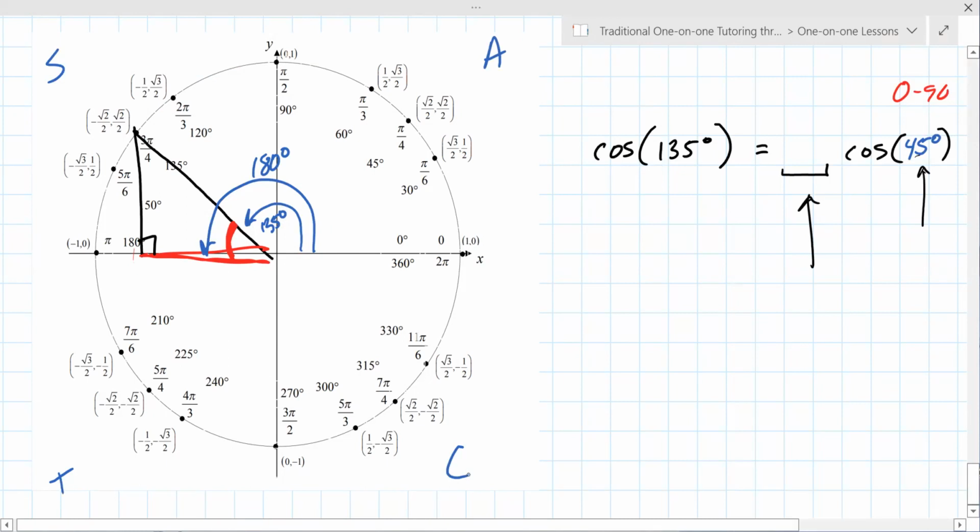So is cosine positive or negative in the quadrant? Remember, the letter tells you which one is positive. All positive, sine is positive, tangent's positive, cosine's positive in that quadrant. So is cosine positive or negative in that quadrant? Cosine is negative. It's negative because sine is positive, so everything else is negative. Okay, good. All right, let's try another one here.